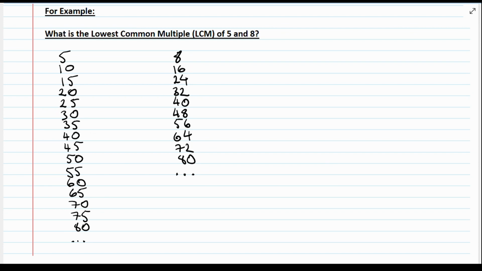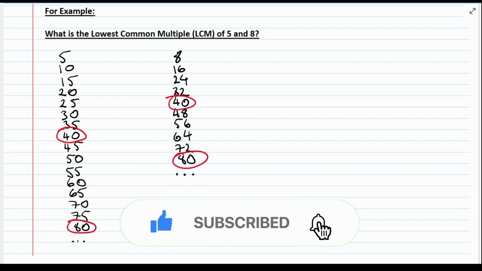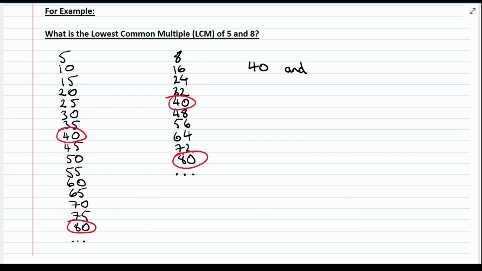Now, if you look at this, what are the numbers that they both have in common in the list that we have so far? So we know that 40 is common. They both have 40. And they also both have 80 at the same time. So in our current list, 40 and 80 are common multiples.